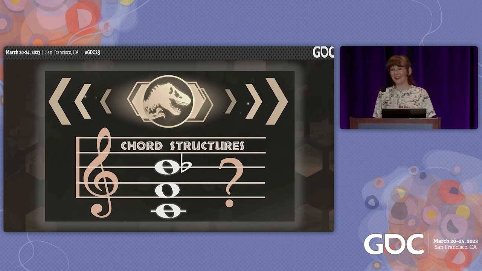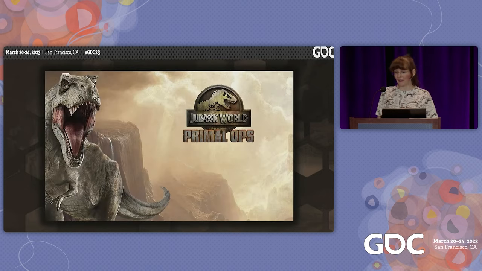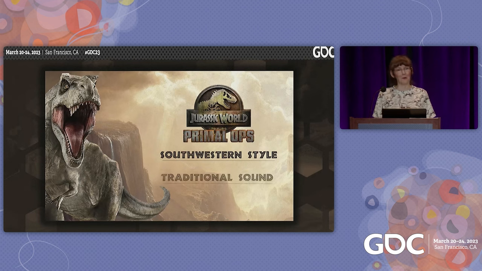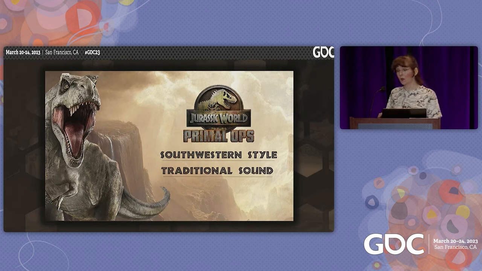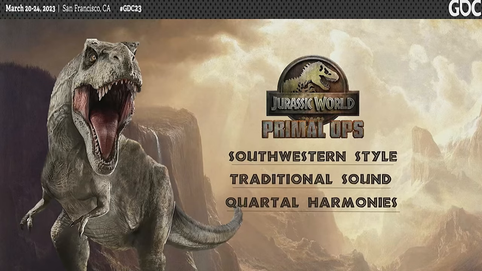As an example, let's listen to some music that accompanies players while they're tracking dinosaurs across the American Southwest. The style direction for this part of the musical score included guitars and a Southwestern vibe, so that shifted the music towards a more traditional sound. Now, I countered that with quartal harmonies that helped to keep things feeling a bit more uncertain. So let's check that out.